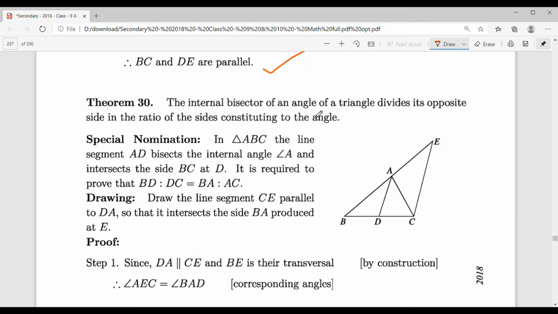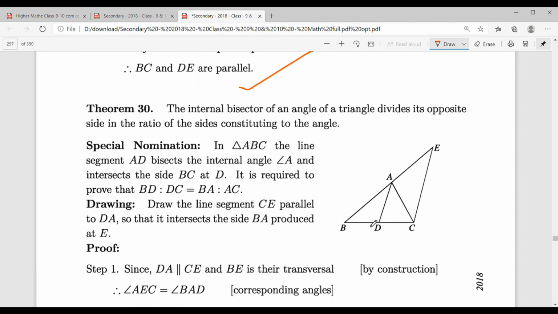Now theorem 30. The internal bisector of an angle of a triangle divides its opposite side in the ratio of the sides constituting the angle. That means in the triangle ABC, AD is the bisector of the angle BAC, and this point D divides the side BC in the ratio of the other two sides, in the ratio of AB and AC. So it is required to prove that BD is to CD is equal to BA is to AC.